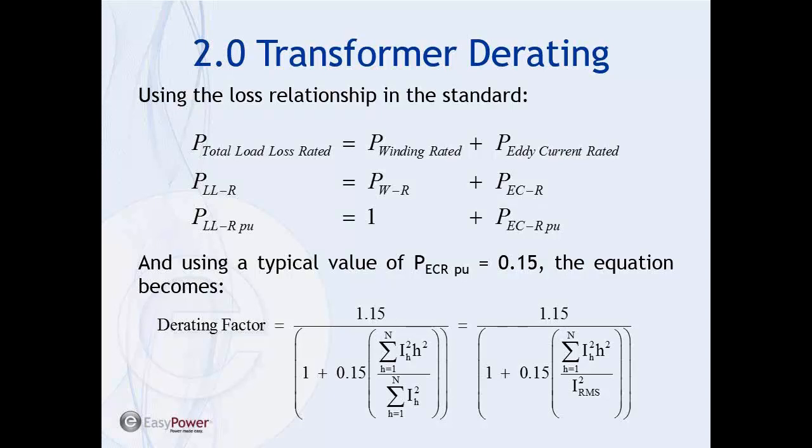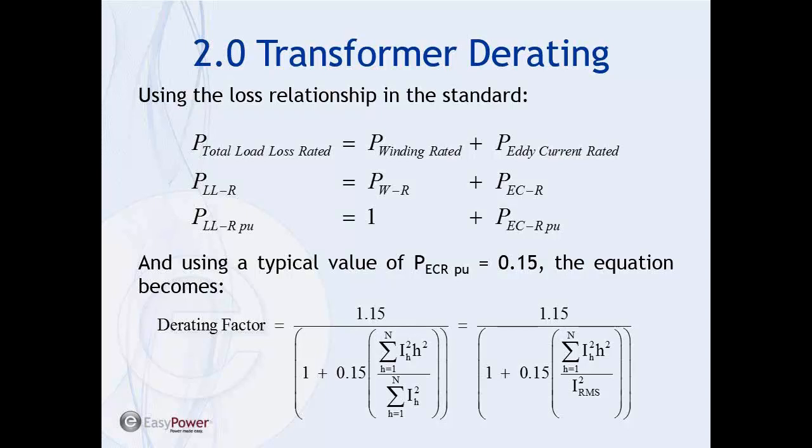Of course, we know there are many other losses incurred in a transformer, but they wind up being a fairly insignificant portion. We have stray losses in components on the inside, and there's a clamping mechanism that clamps the core together, which has some losses as well. But when it comes to harmonic derating, we're going to include these two components, the winding rated losses and the eddy current rated losses.